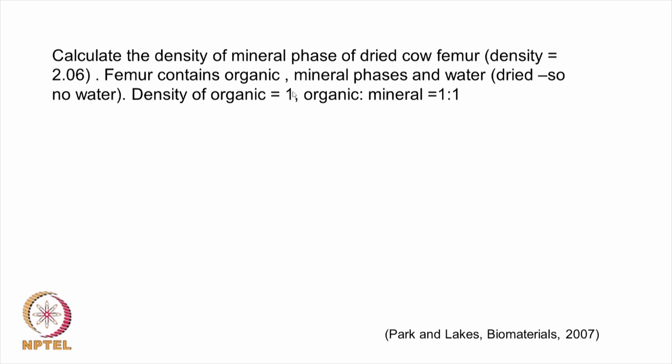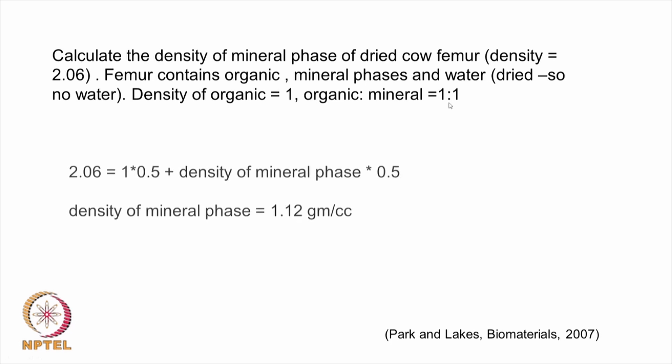The density of organic is 1. So, organic to mineral is 1:1. So, we can use the mixture rules. It is quite simple. So, density of the femur is 2.06. Then we have density of organic is 1 into 0.5, density of mineral phase, that is what we have to calculate, into 0.5. So, this is equal to 2.6. This is the density of the femur. So, we can calculate this from this.